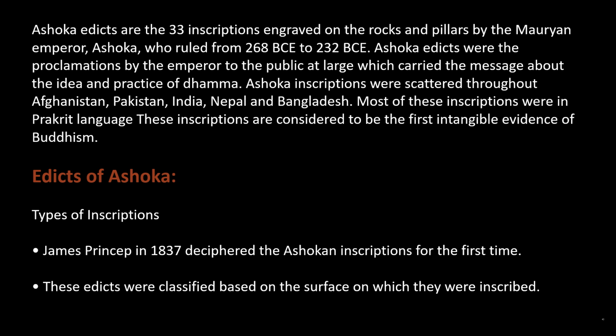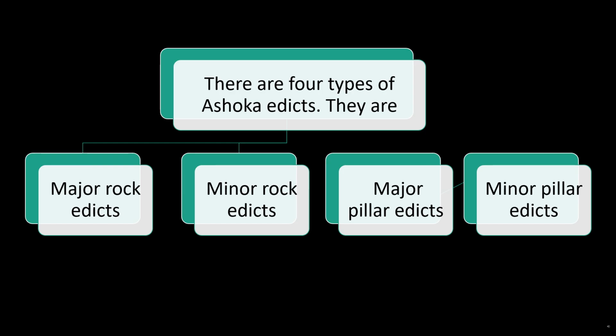Edicts of Ashoka. Types of inscriptions. James Prinsep in 1837 deciphered the Ashokan inscriptions for the first time. These edicts were classified based on the surface on which they were inscribed. There are 4 types of Ashoka edicts. They are Major Rock Edicts, Minor Rock Edicts, Major Pillar Edicts, Minor Pillar Edicts.